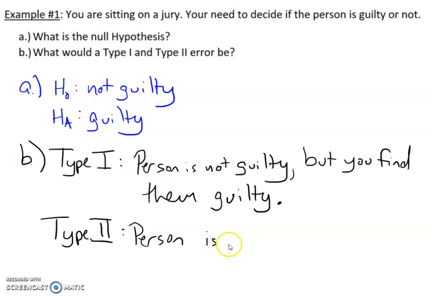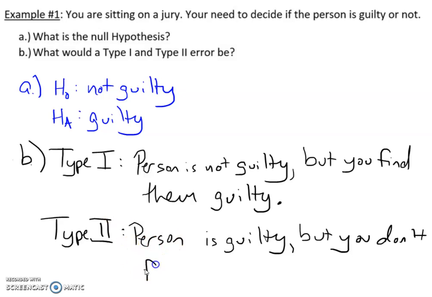So the person is guilty, but you don't find them guilty. So, which one of these is worse? Now listen, before I get into this analysis, they will not ask this on the AP test. They will not ask for your opinion, but this is why we talk about it, so I don't want you guys to lose out on this.